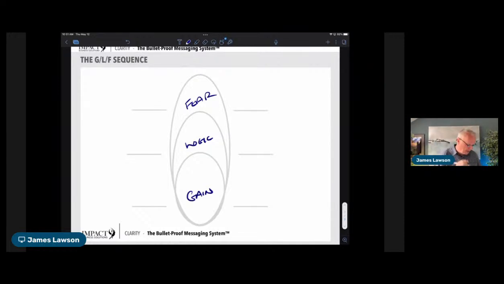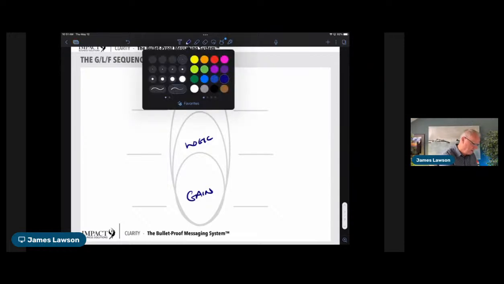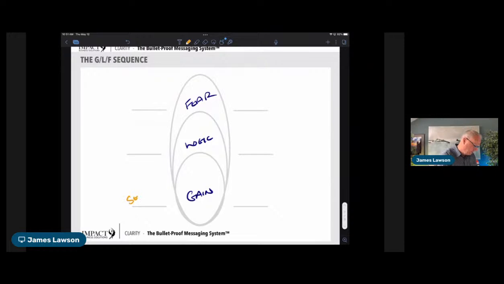So when we talk about gain, what they tell us is that the amygdala is focused on self-interest. That's the word I'm looking for. So the amygdala is focused on self-interest, and we need to appeal to that.